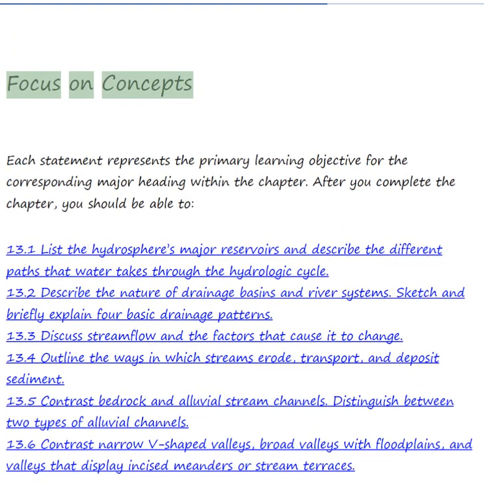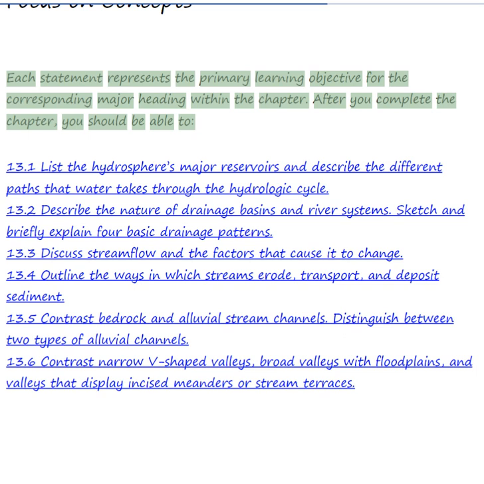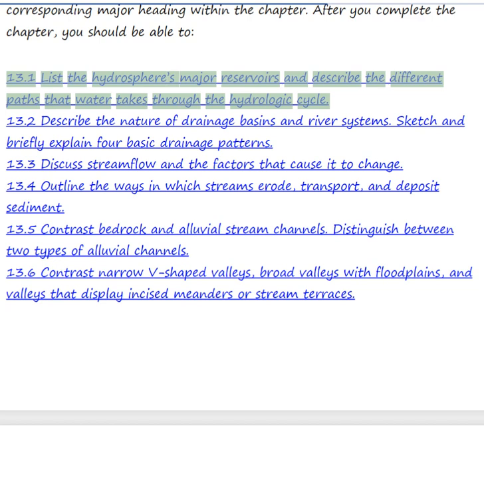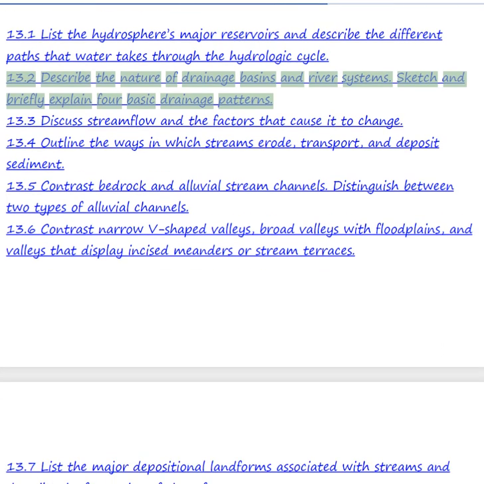Focus on concepts. Each statement represents the primary learning objective for the corresponding major heading within the chapter. After you complete the chapter, you should be able to: 13.1 List the hydrosphere's major reservoirs and describe the different paths that water takes through the hydrologic cycle. 13.2 Describe the nature of drainage basins and river systems. Sketch and briefly explain 4 basic drainage patterns.